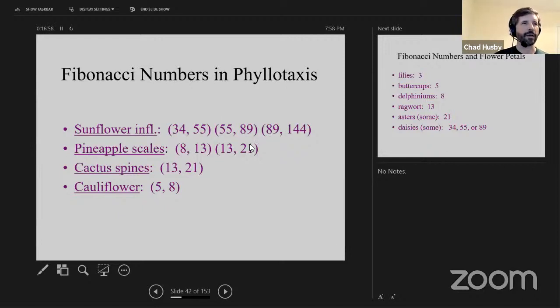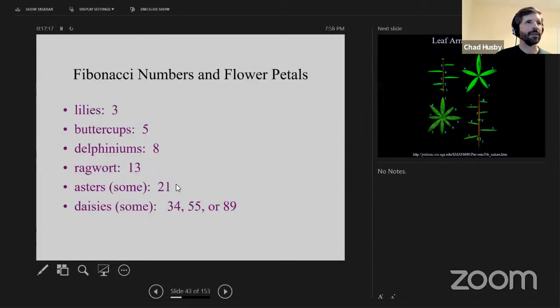Pineapples, you get smaller numbers because the parts are bigger and less numerous, so like 8 and 13 and 13 and 21. Cacti tend to get a little bigger. Cauliflower, you can see this in the grocery store too, not just with pineapples, but cauliflower and broccoli as well. And the numbers of petals of flowers tend to be Fibonacci numbers in many cases.